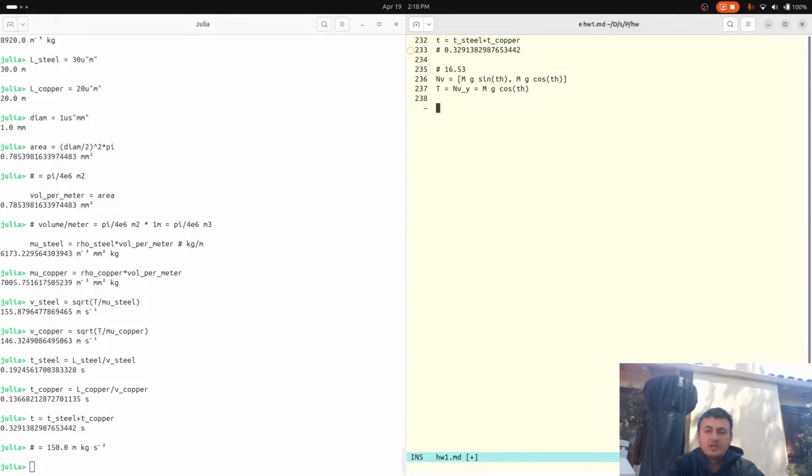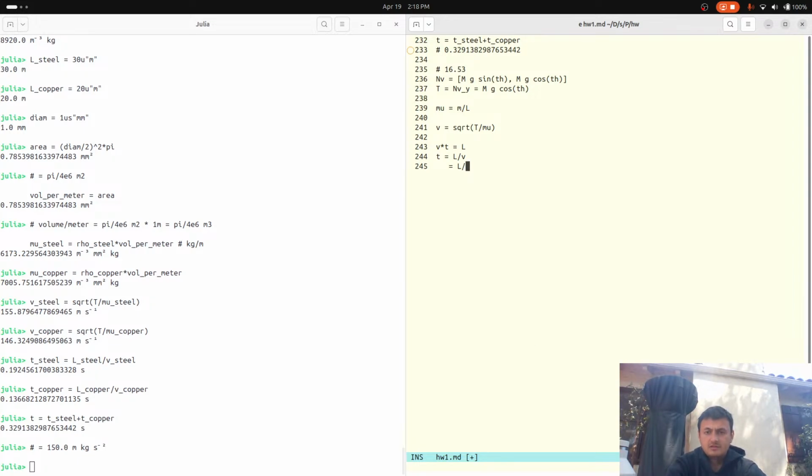What am I blanking out on? Okay, so that means that mu is equal to little m over L. And v is equal to the square root of T over mu, and v times T is equal to L. And so then T is equal to L over v. Whatever, let's write it out.